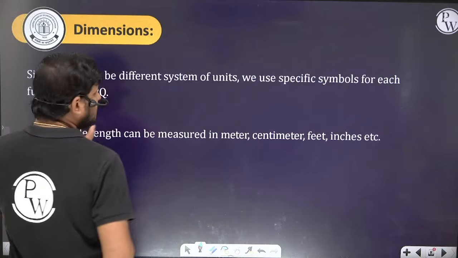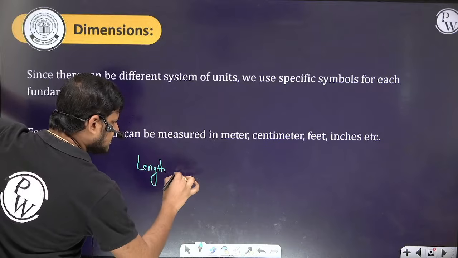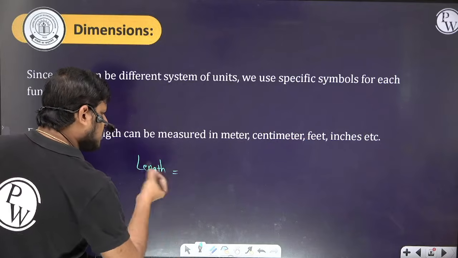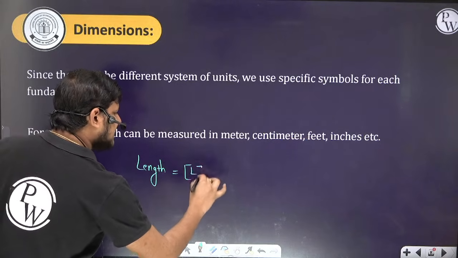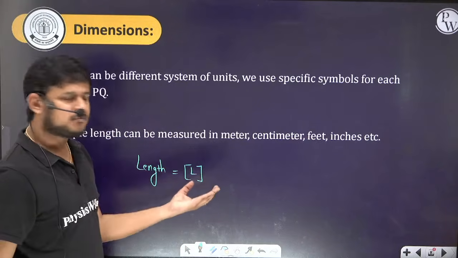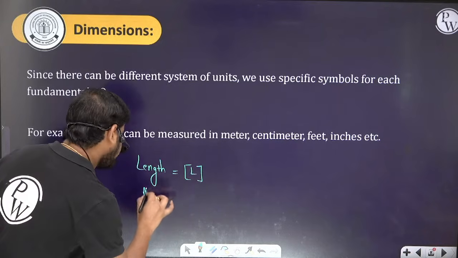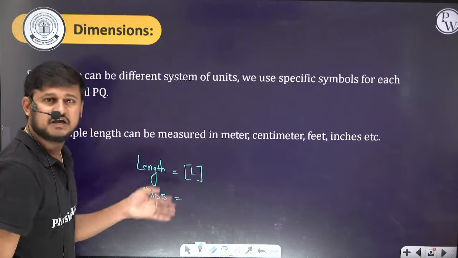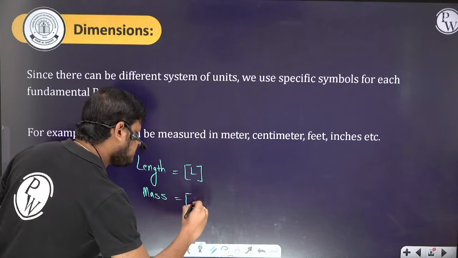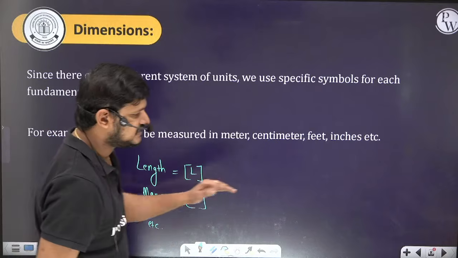For length, for example, this is a fundamental quantity. The length can be measured in meters, centimeters, feet, inches, etc. So from now onwards, for length we are going to use L, the dimension. If I take mass, mass can be measured in kg, grams, many units will be there, right? So for that we are going to use M, and so on. I am going to represent it in the next slide.